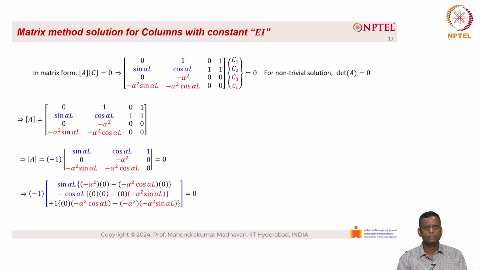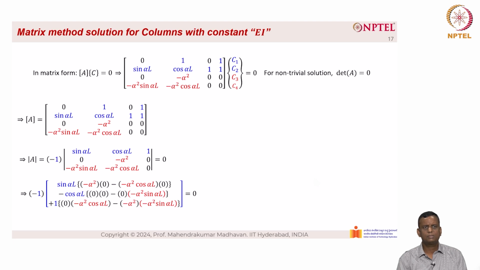So when we expand this one, we have sin alpha L into 0 into minus alpha square, then minus of minus alpha square cos alpha L into 0. So the first term is 0. The second term is cos alpha L, which is minus cos alpha L into 0 is 0, minus of 0 into minus alpha square sin alpha L. So the second term is also 0.